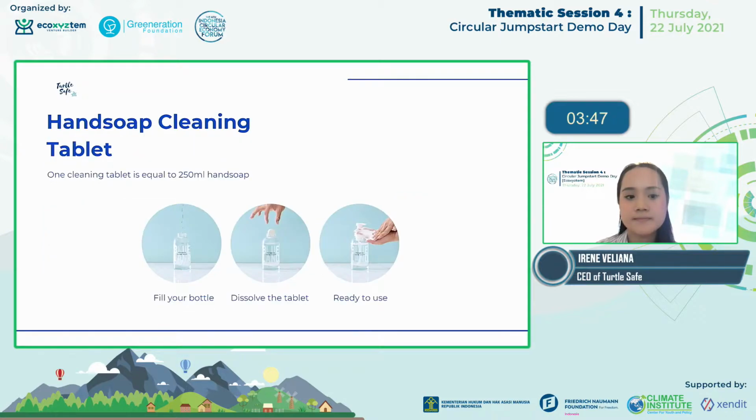Next. This is an example of our hand soap cleaning tablet. Each cleaning tablet is equal to 200 milliliters of hand soap. It is really simple to use. We just have to fill our cleaning bottle with water, dissolve the tablet, and the hand soap is ready to use.